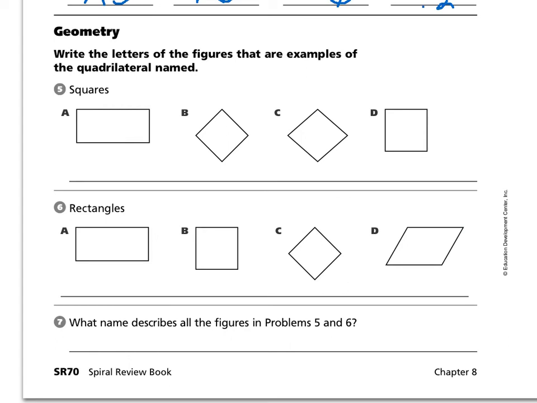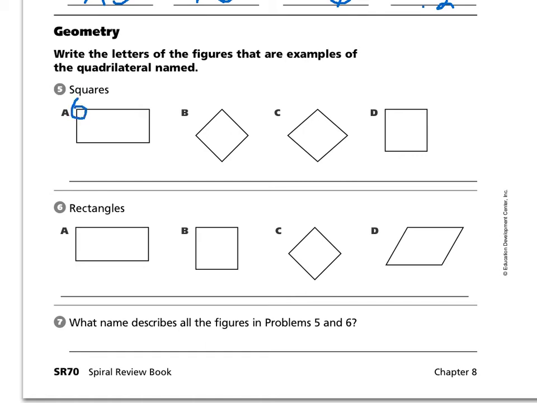Write the letters of the figures that are examples of the quadrilaterals named. So for number 5, I'm looking for squares. Remember, squares have the same sides, and they also have right angles for each angle.